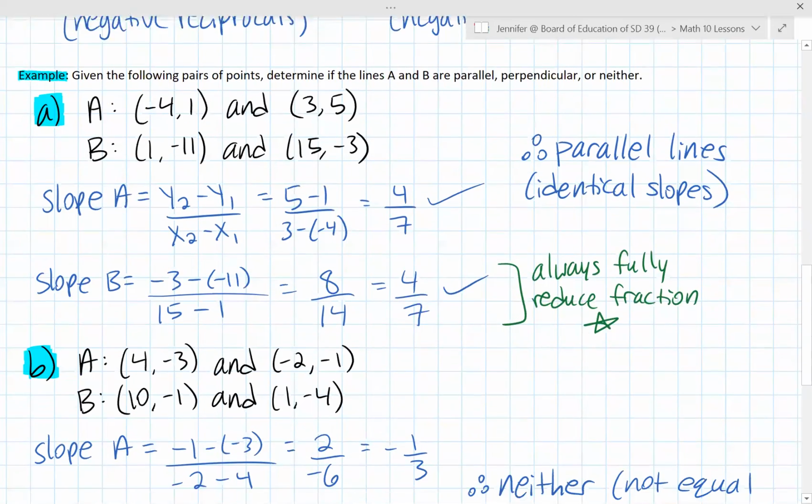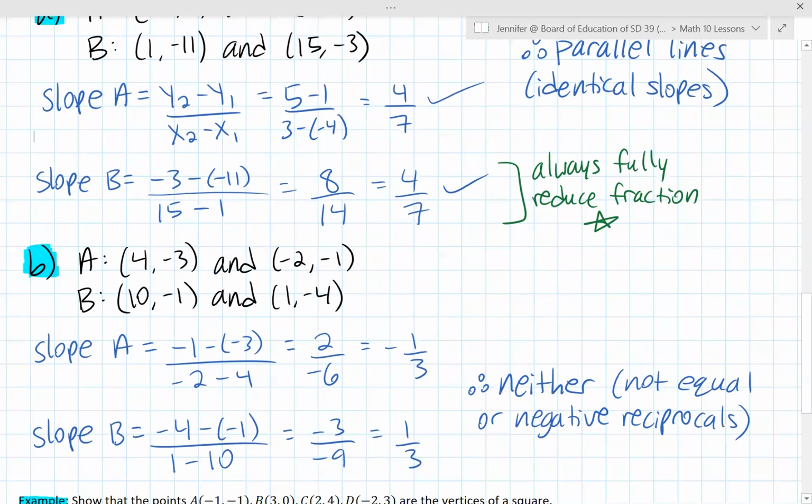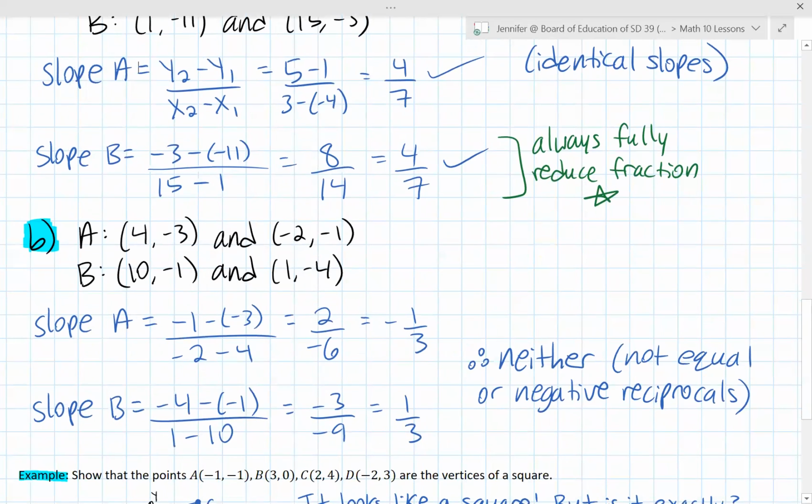Here's example B, same idea. So we calculate the slope of line A and line B by using our slope formula. And we find that they're going to be neither, because we have -1/3 and then +1/3. So they're not quite identical lines, but they're also not negative reciprocals because you didn't flip the fraction. So these are neither. Maybe it looks like this and like this, and that's okay.